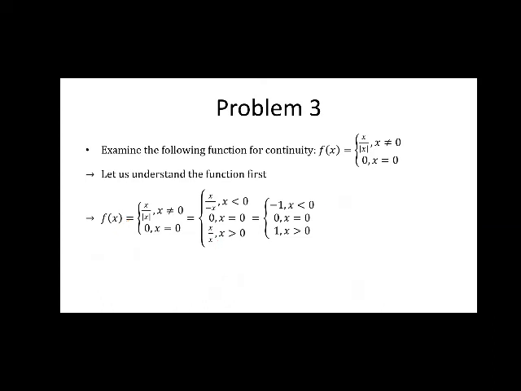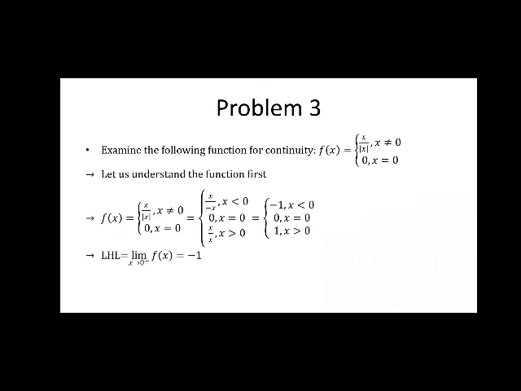So now let us come back to our problem given. The problem is x by mod x. Now I discussed how the modulus function works. So my function here looks something like this. That is, it gives you the value minus 1 when x is less than 0. It gives you the value 0 when it is at 0. And it gives you the value 1 when it is greater than 0. Now clearly I can see that the left hand side of 0 and right hand side of 0 give two different values. So it is not continuous. But we need to formally find the limits and show that it is so. So let us do it.